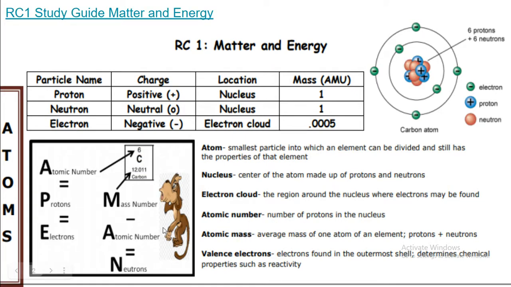The atomic mass is the average mass of one atom of an element. It's the protons and the neutrons together. And when you round the atomic mass, you get a mass number.